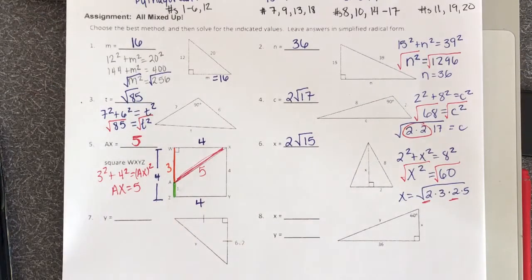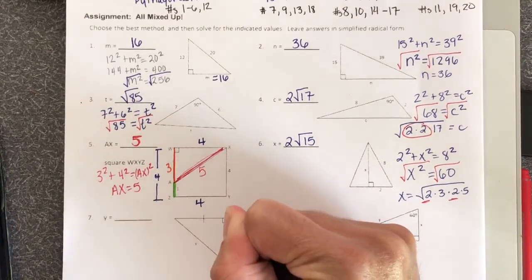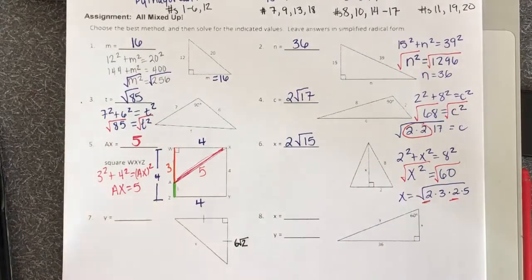So the problems that we're going to look at now have to do with the isosceles right triangles, or the 45, 45, 90. So number 7, I know that it is isosceles right because I have the two sides that are congruent. And I know it's kind of hard to tell, but the given side length is 6 times the square root of 2. And we have to figure out the length of the hypotenuse.